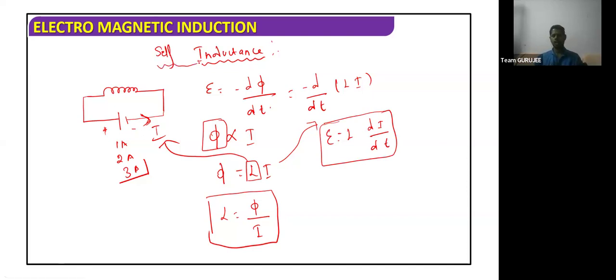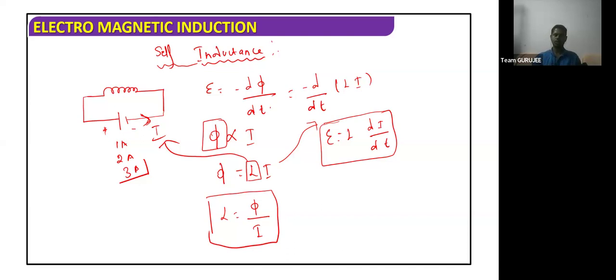Actually, inductance is of two types. One is self-inductance, and the other is mutual inductance. Self-inductance is when the current flowing in one circuit changes the magnetic flux in the same circuit. It happens in only one circuit. This is called self-inductance. Already we know the formula: induced EMF is equal to minus d phi by dt. Already we know phi is directly proportional to the current.